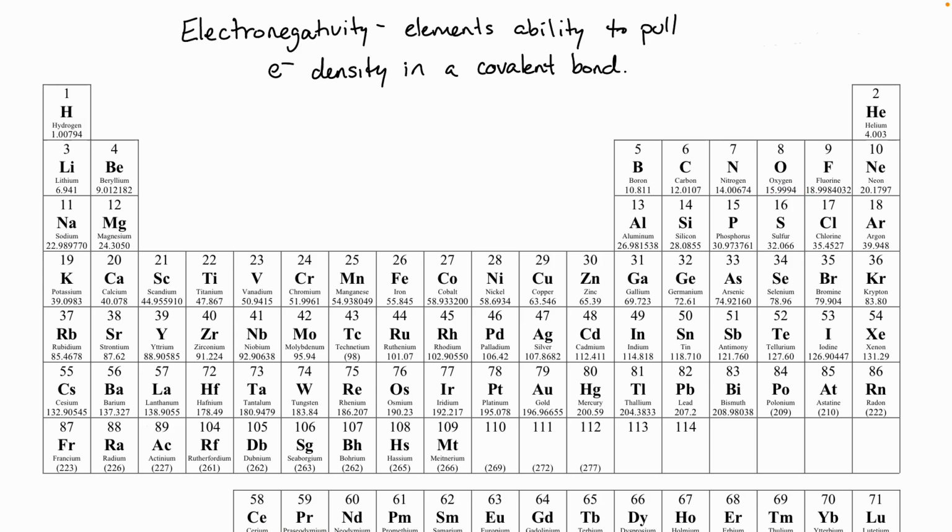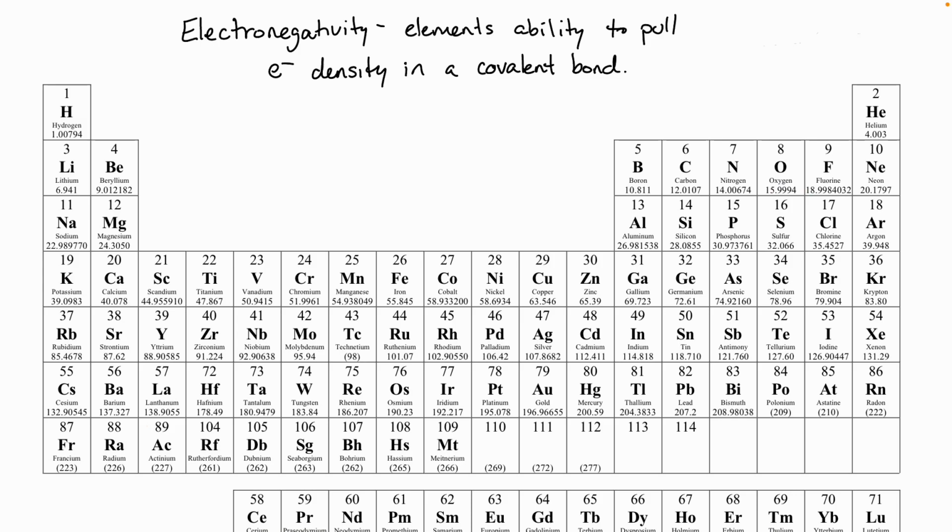Turns out that some elements are better at tug of war than others. Some elements are better at pulling electron density onto themselves. So when they're in a covalent bond, they're actually hoarding a bunch of that electron density on themselves, leaving the other element relatively electron deficient. So that's this concept of electronegativity. Which element is the best at tug of war? That's the one that's going to hoard electron density within that covalent bond.